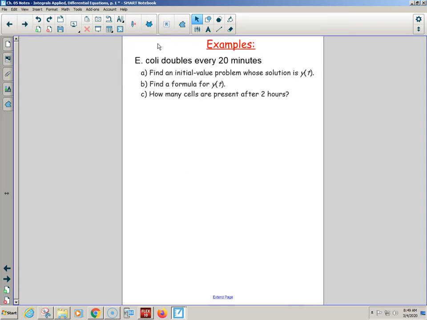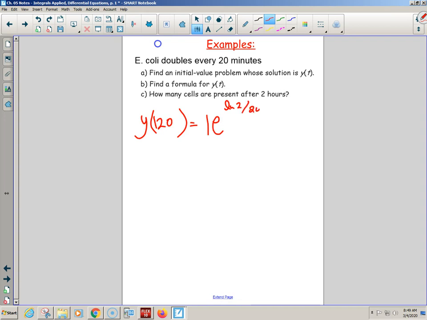Ooh, how many cells are present after 2 hours? You plug in 2. No, don't plug in 2. That's 20 minutes. We're doing everything by minute. 180. Oh, sorry, 120. 120. Woo! All right. We have our e, we have our ln of 2 over 20 minutes, and we're multiplying by 120 minutes.